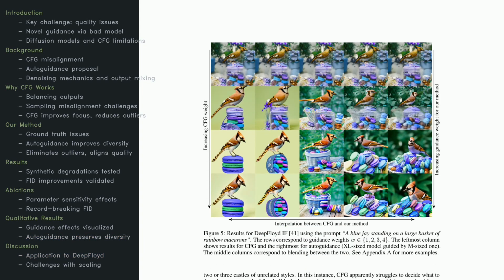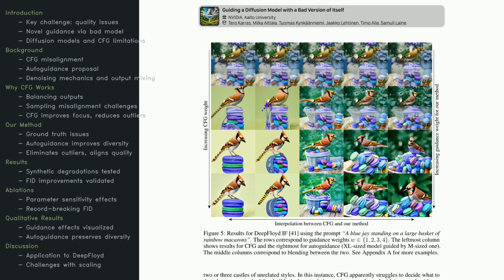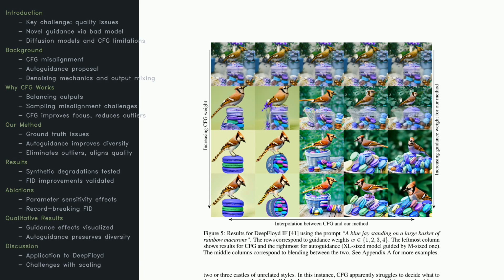Flipping to page 9 upper, there's another visual comparison. Both CFG and autoguidance are tested at different guidance weights on a prompt involving a bird and a basket of items. As you turn up the guidance weight, CFG images become clearer but lose diversity. They start to look repetitive.